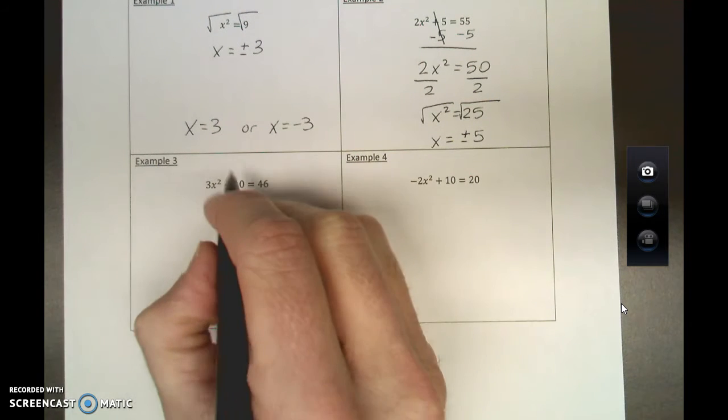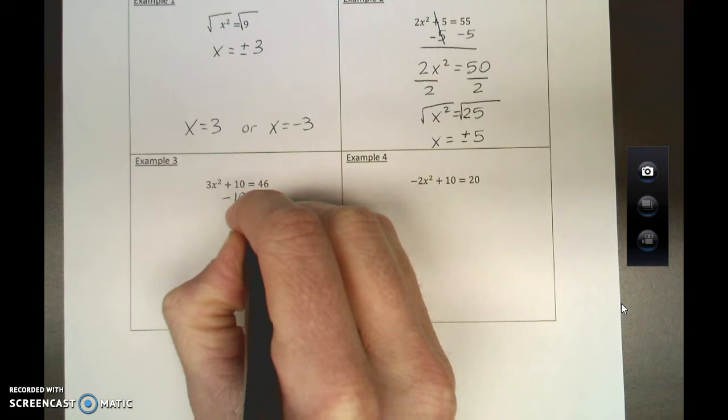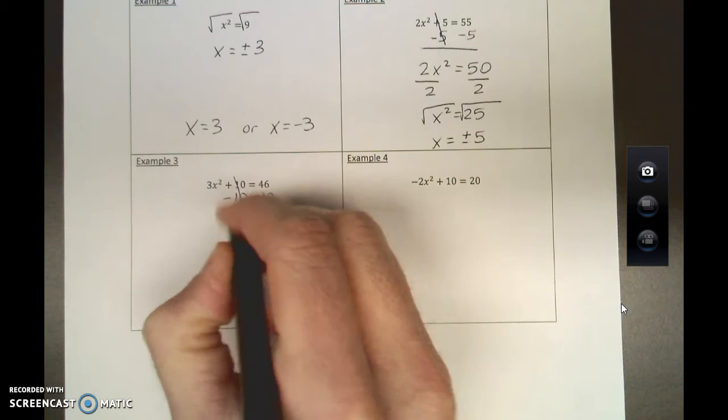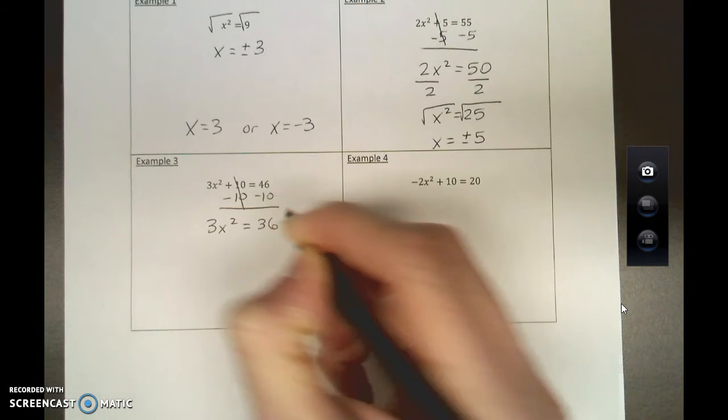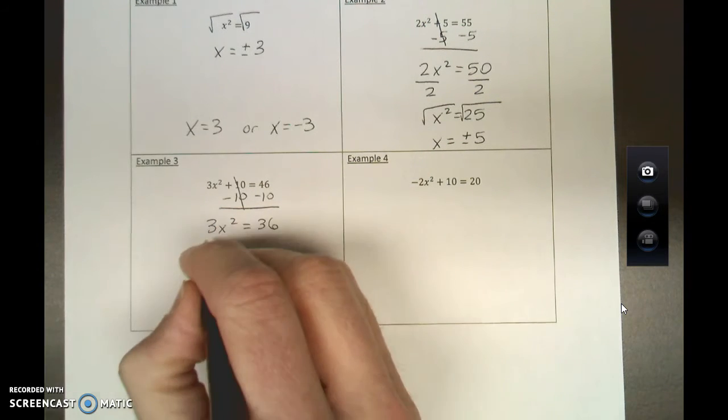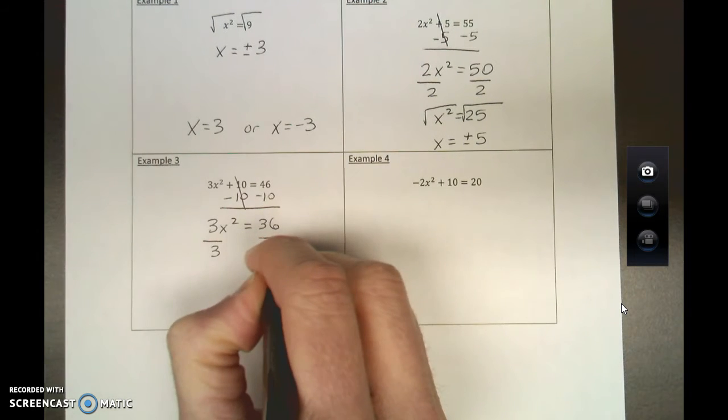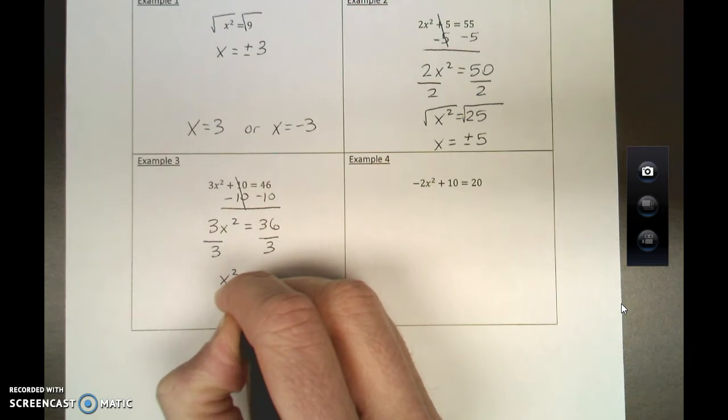Again, we want to get the x squared by itself, so I'm going to subtract 10 from both sides. 3x squared equals 36. Divide by 3. x squared equals 12.